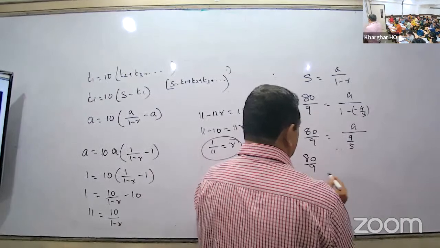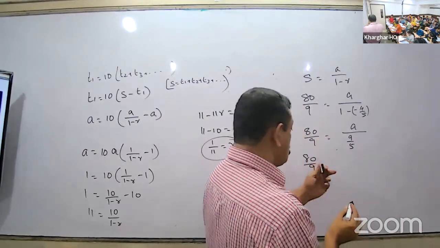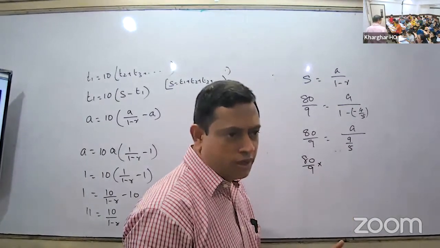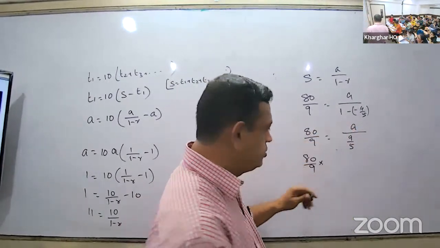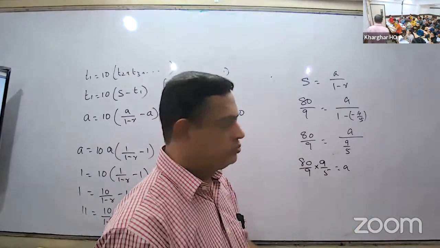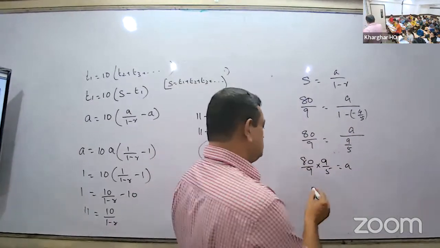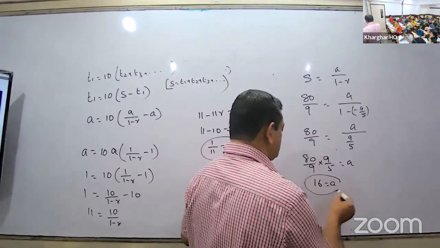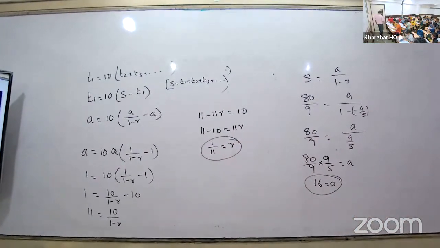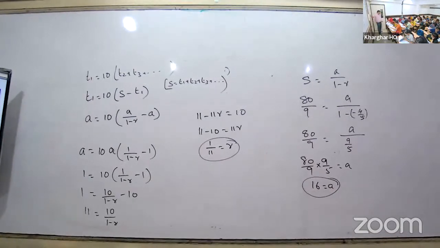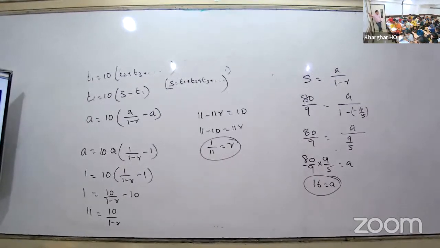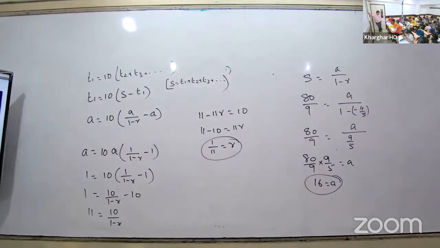80 by 9. So where will it go? Out. 9 by 5 only, not 5 by 9. Here it is multiplication, be careful of that. Otherwise it becomes a fractional process. Done. Next question.